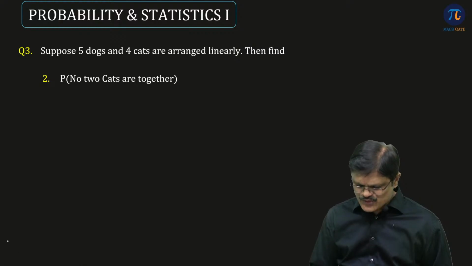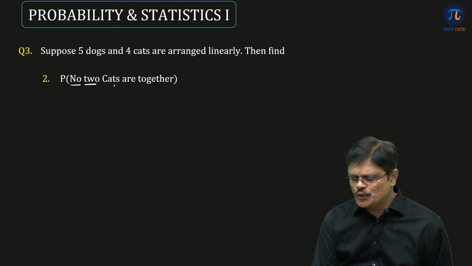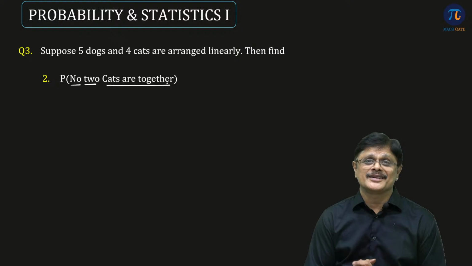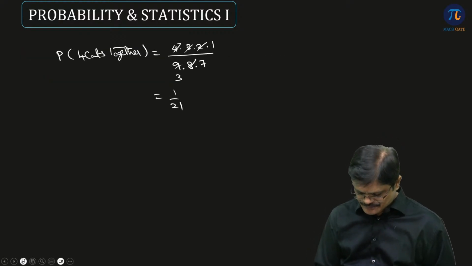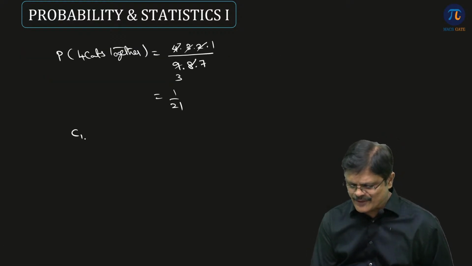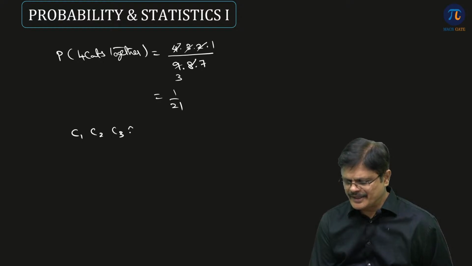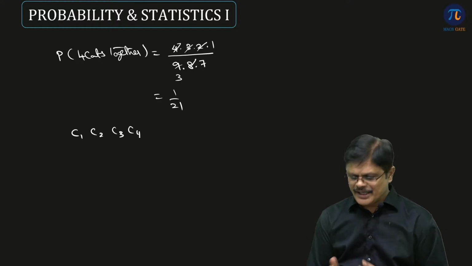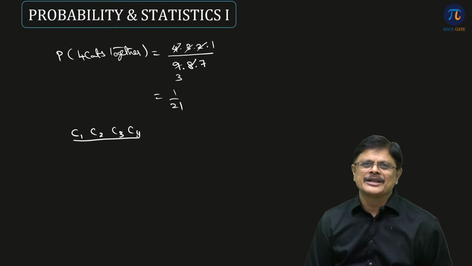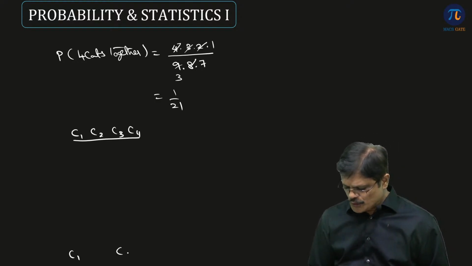Now this one is very interesting. No 2 cats are together. I told you this idea. When you have 4 cats, cat 1, cat 2, cat 3, cat 4, actually all the 4 cats can be together. All 4 cats can be together. No 2 cats together.